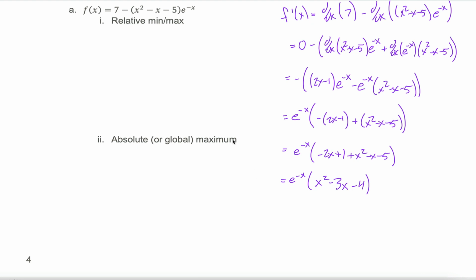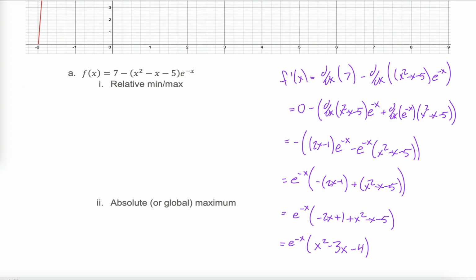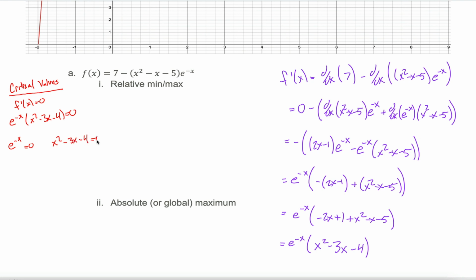Now that we have the first derivative, we can figure out our critical values by taking that first derivative and setting it equal to 0. So I got to figure out when e to the negative x times x squared minus 3x minus 4 is equal to 0. It's something times something, so the only way it equals 0 is if that first something, e to the negative x, equals 0, or that second something, x squared minus 3x minus 4 equals 0.